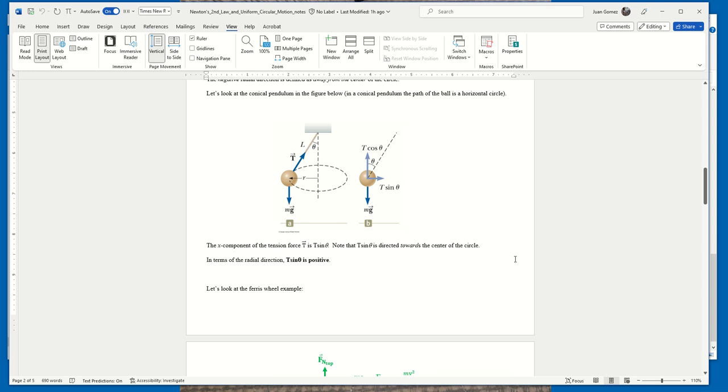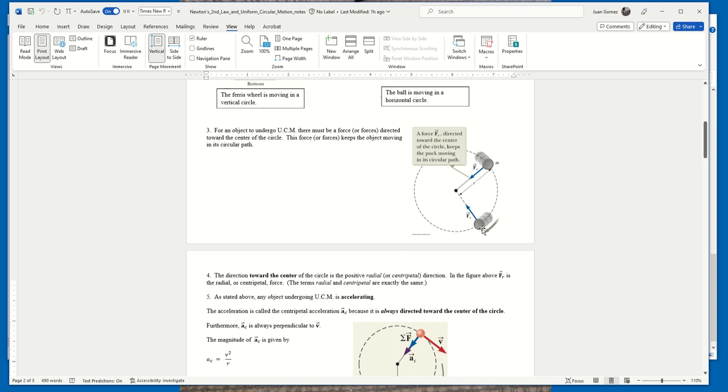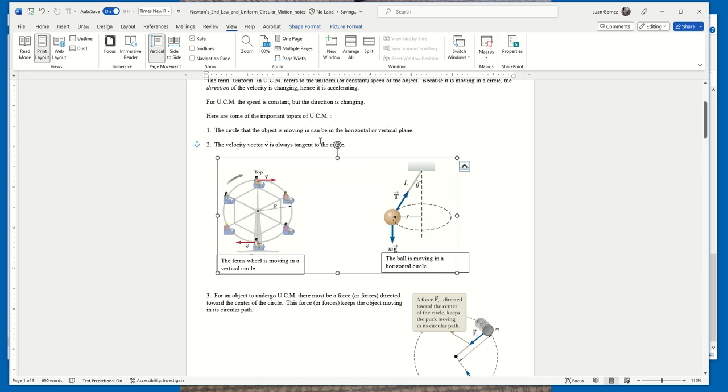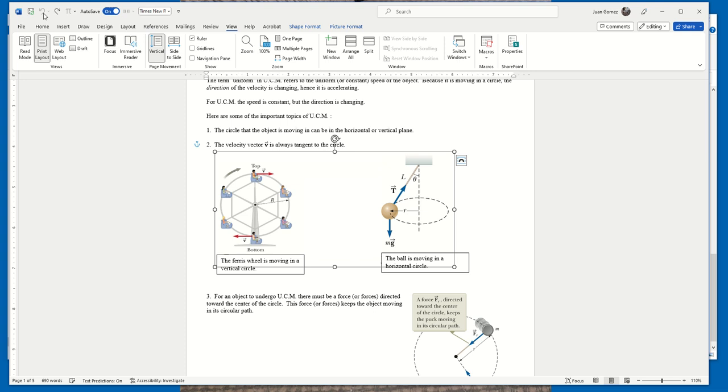So now let's look at the Ferris wheel. Let's look at the forces acting on it, and we'll treat the chair and the person riding in it as just one object.